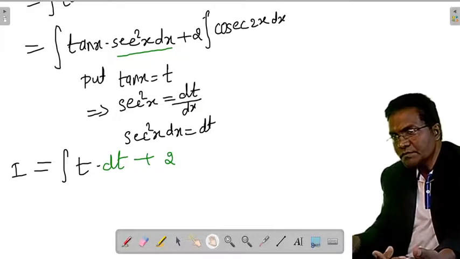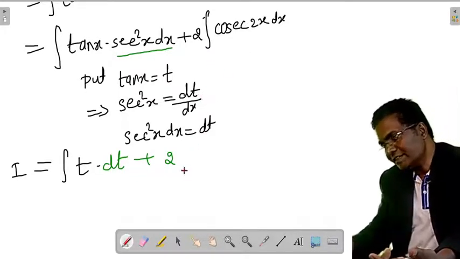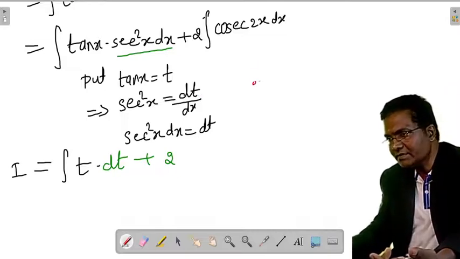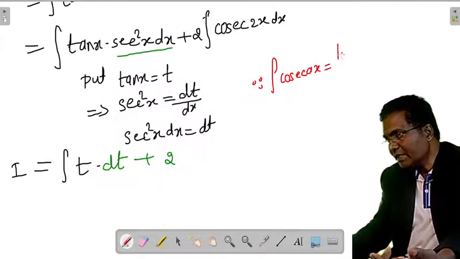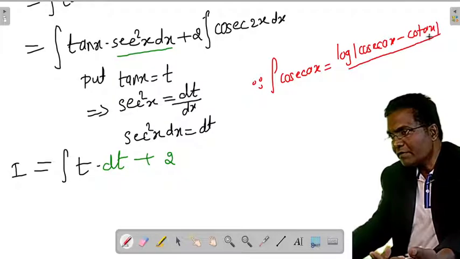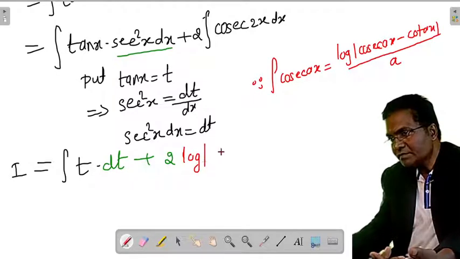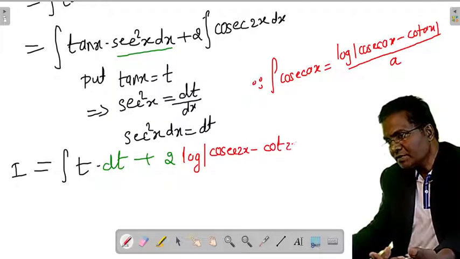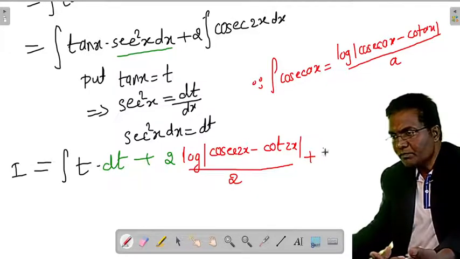plus 2 into the integration of cosec 2x. You can write this directly, the integration of cosec ax. Remember this: integration of cosec ax is log of cosec ax minus cot ax whole divided by a. So I write it as log of cosec 2x minus cot 2x whole divided by 2, plus c.